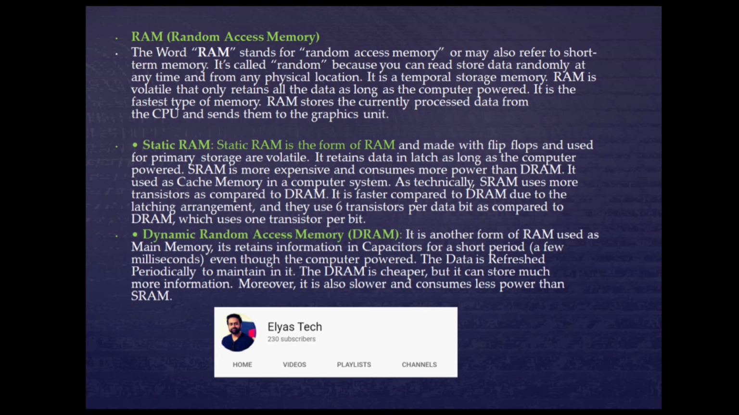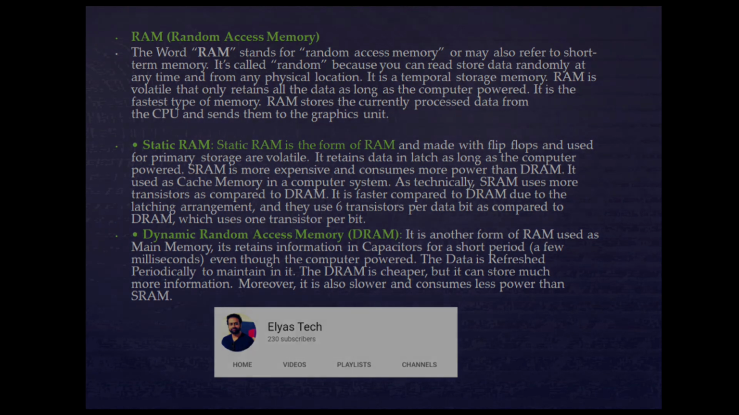Dynamic random access memory is another form of RAM, used as the main memory. It retains information in capacitors for a short period, a few milliseconds. The data is refreshed periodically to maintain it. DRAM is cheaper, and it can store much more information. Moreover, it is also slower and consumes less power than SRAM. So my suggestion is to go to SDRAM rather than plain dynamic RAM.